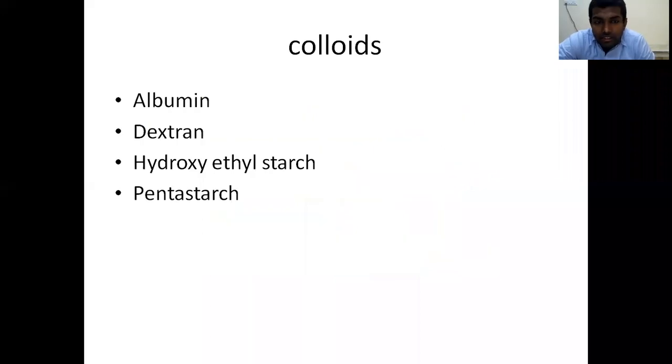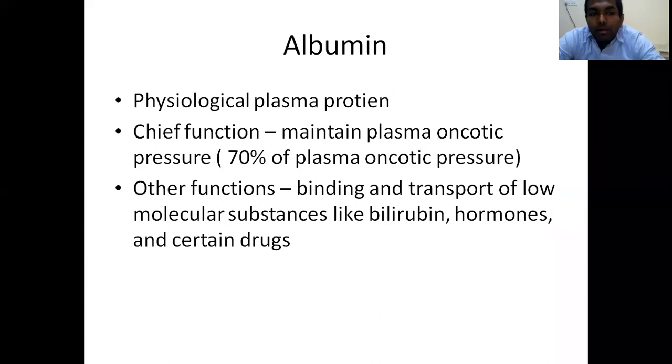Now what are the colloids? Your albumin, dextran, hydroxyethyl starch or HES, hetastarch, or pentastarch. What is albumin? It is a physiological plasma protein. The main function is to maintain plasma oncotic pressure. Other functions are binding and transport of low molecular weight substances like bilirubin, hormones, and drugs.